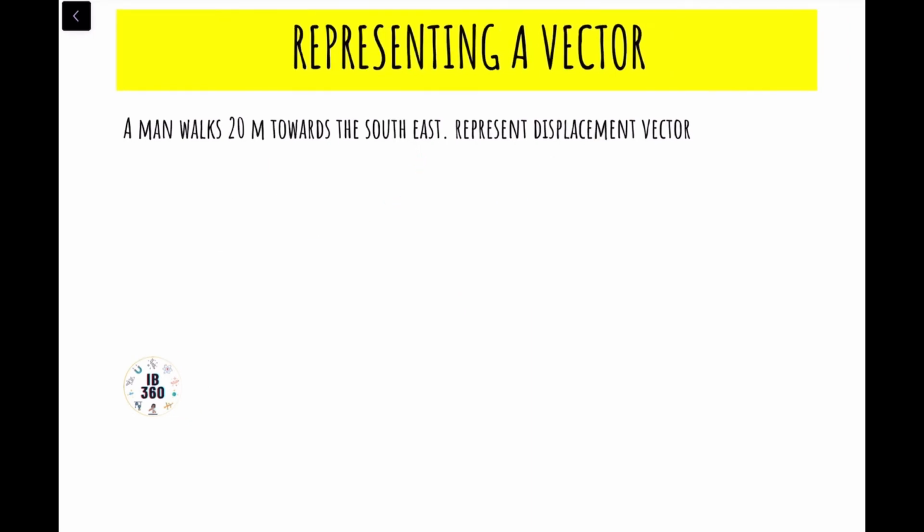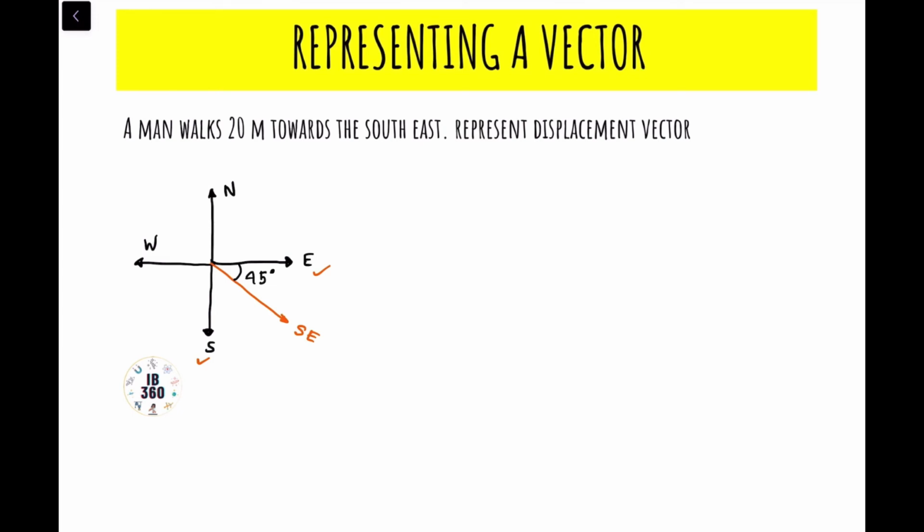Okay. So proceeding on to the next example. So a man walks 20 meter towards southeast. Okay, so again this is north, this is south. First of all, draw the direction. This is east and this is west. So where will be southeast? In between south and east. So southeast will be in this direction, right? So this will be your southeast, and southeast will make an angle 45 degree with the east.